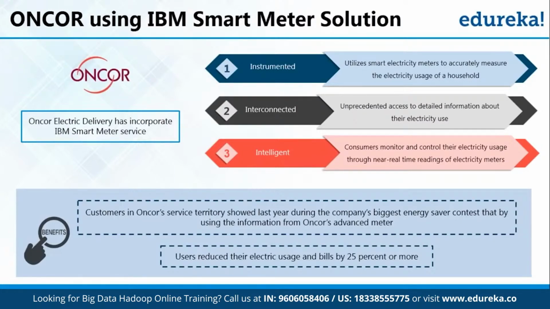And they began the advanced meter program in 2008, and they have deployed almost 3.25 million meters serving customers of North and Central Texas. So when they were implementing it, they kept 3 things in mind. The first thing was that it should be instrumented. This solution utilizes smart electricity meters so that they can accurately measure the electricity usage of a household every 15 minutes, because, like we discussed, the smart meters were sending out data every 15 minutes, and it provided data inputs that are essential for consumption insights.